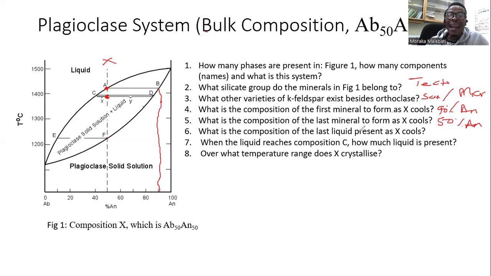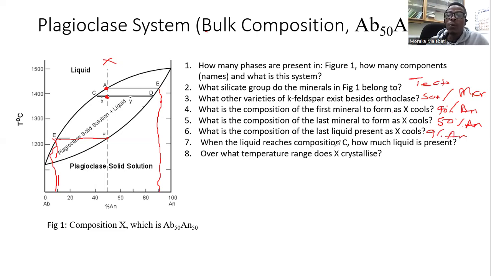What is the composition of the last liquid present as X cools? Okay, so the liquid, along the same temperature, the liquid must be somewhere here, which is around, let's check, somewhere around 9, because it's not 10, somewhere around 9%. So we'll say 9% of the anorthite.